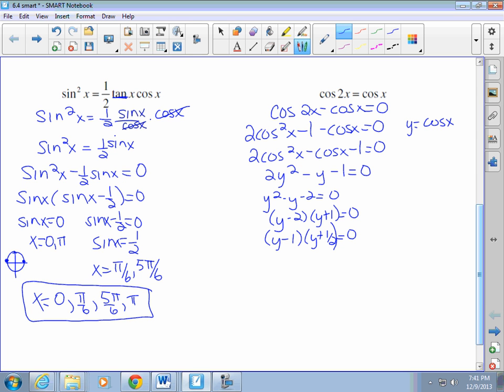Now at this point, if you wanted to, you could multiply your 2 through, so that this is 2y plus 1. But when it comes to solving it, it's going to go back into a fraction anyway, so you can just leave it there and substitute your cos in. So cos x minus 1 is equal to 0, and cos x plus 1/2 is equal to 0. So cos x minus 1 equals 0. Cos x plus 1/2 is equal to 0.